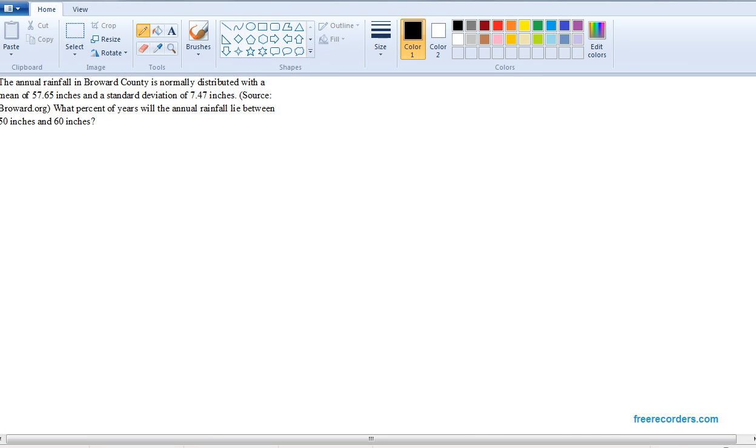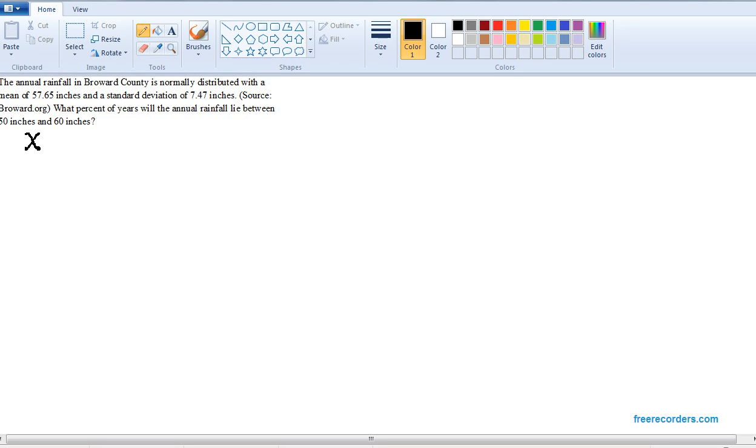The annual rainfall in Broward County is normally distributed with a mean of 57.65 inches and a standard deviation of 7.47 inches. What percent of years will the annual rainfall lie between 50 inches and 60 inches?